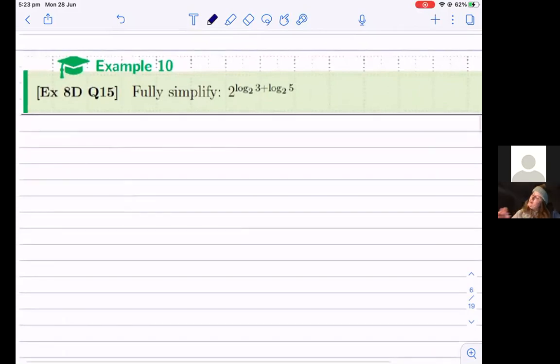Okay. This one, we are going to start off by splitting up these exponents. So we've got 2 to the log base 2 of 3 times 2 to the log base 2 of 5, which means 2 to the log base 2 of 3, the 2 and the log base 2 cancel out. We've got 3. Same here, 5. So 3 times 5 is 15.